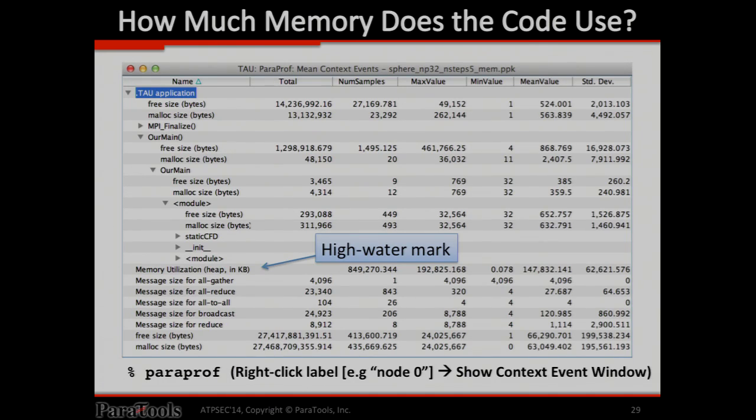Another thing TAU can show you is how much memory your code uses. Now, this is really useful information in a low memory environment like Blue Gene, where I can see the high water mark of my application, total memory utilization for heap. You can also see the total amounts of bytes that were allocated and deallocated over the lifetime of your code.